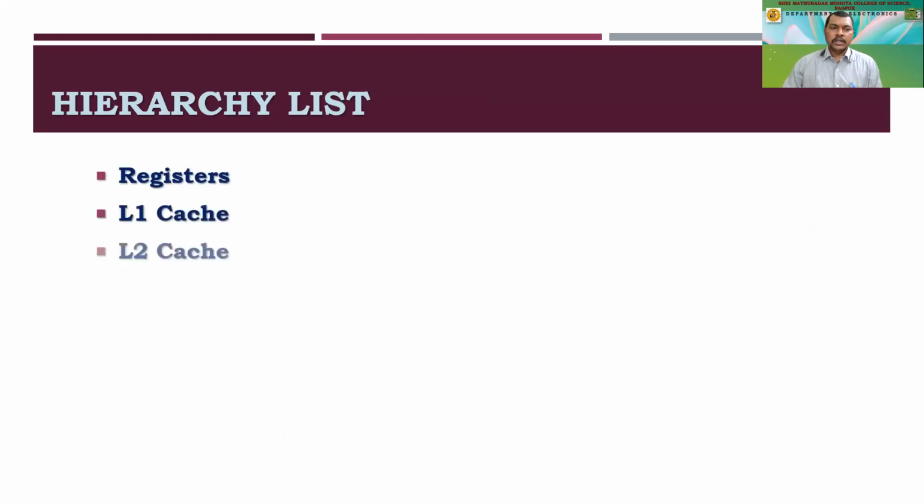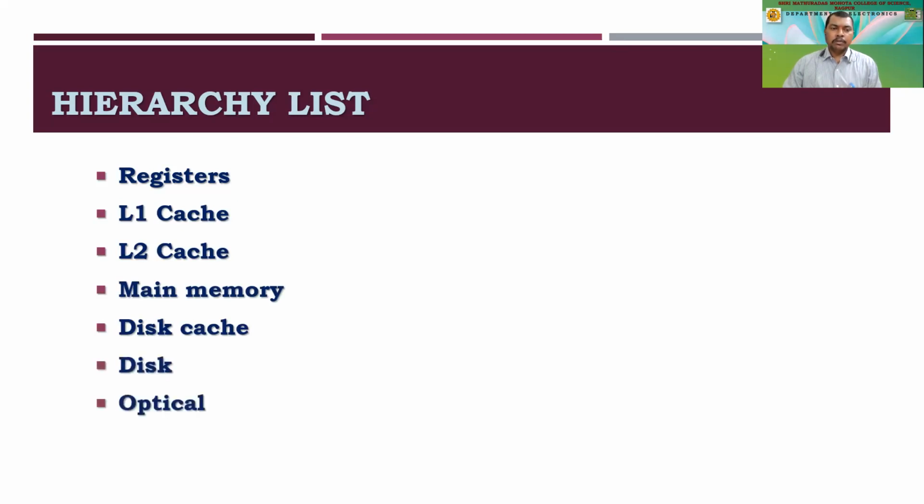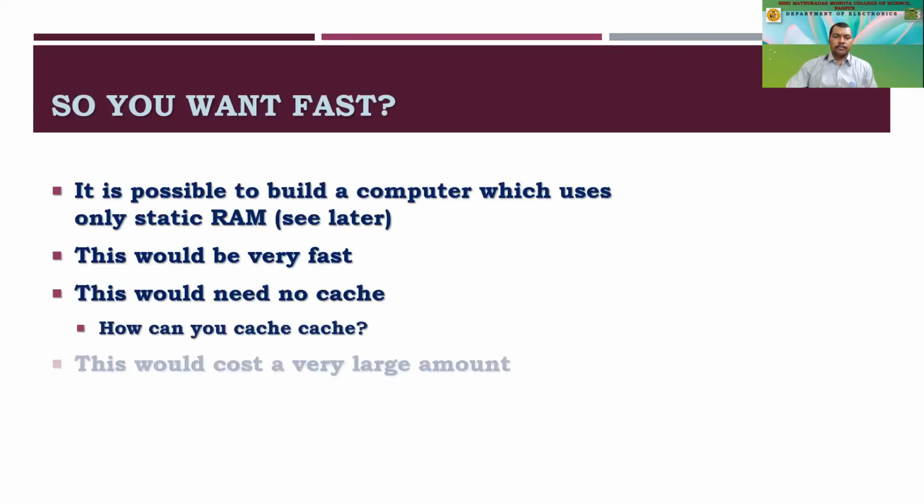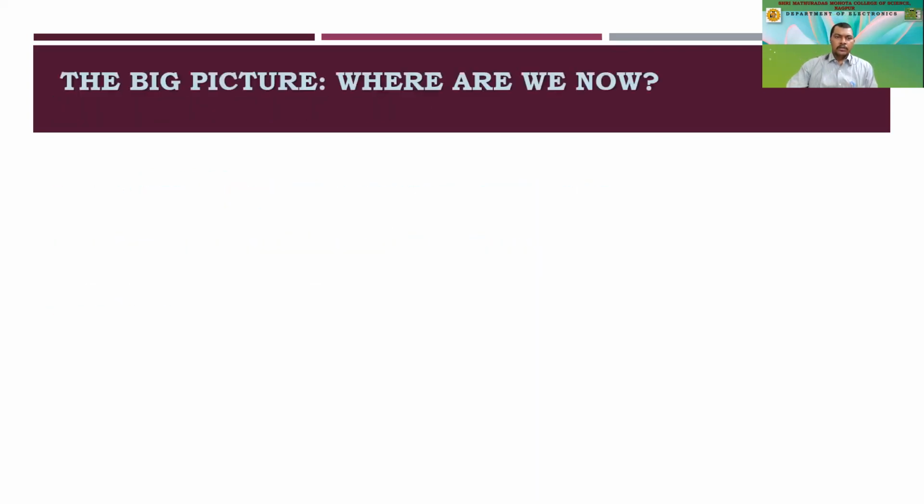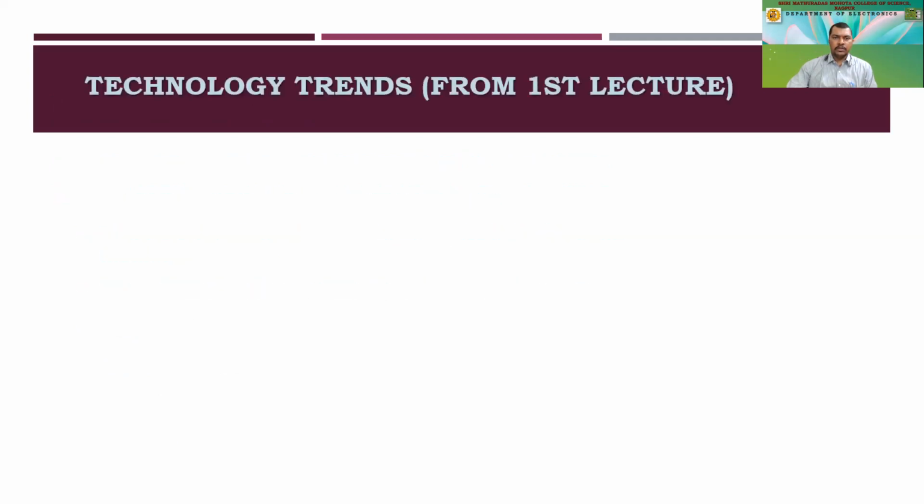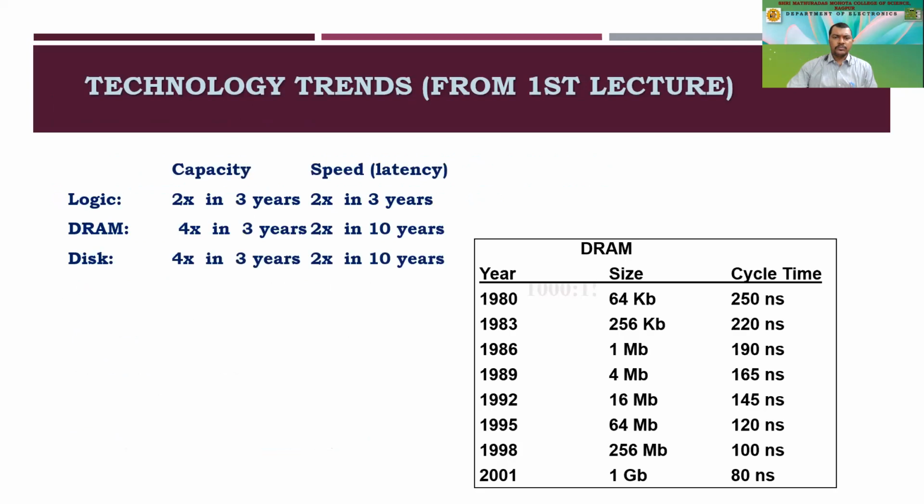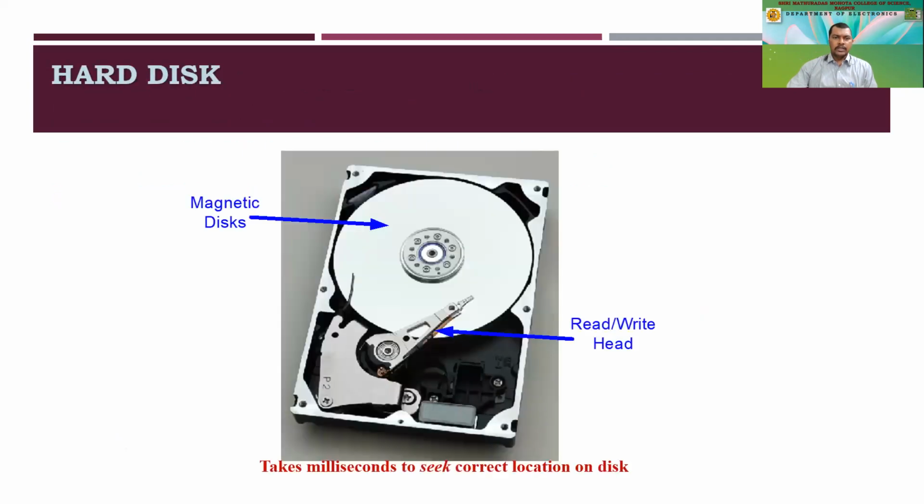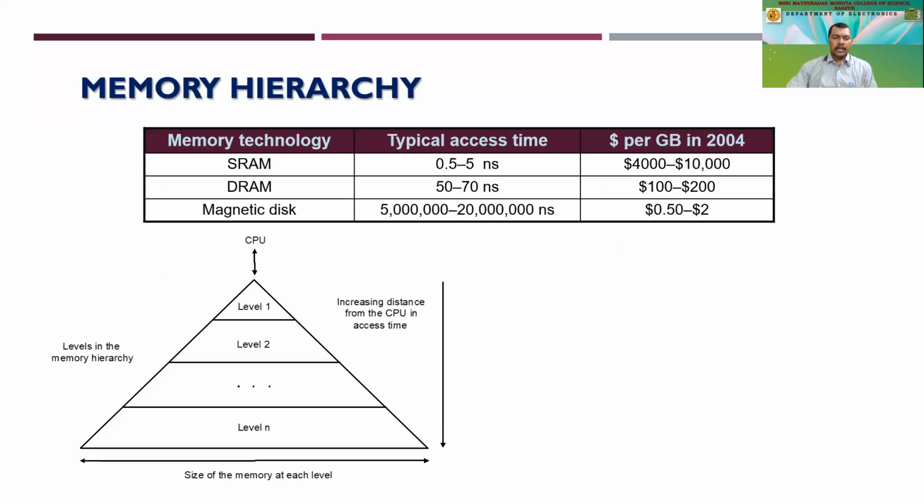Then the hierarchy list that we have: first we have registers, L1 cache, L2 cache, then main memory, then disk and optical. So we need this type of characteristics. Then these are some of the five components which are in the CPU. This is the old data that we have. This is the graph. This is the hard disk. Then this is the hierarchy.